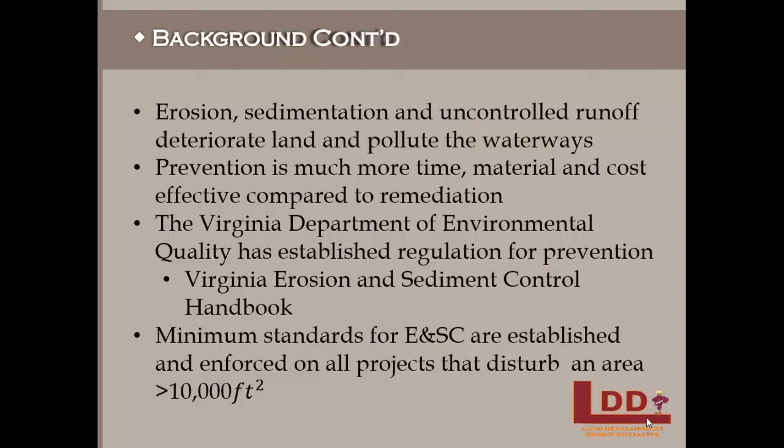The Virginia Department of Environmental Quality has established regulations for prevention. These regulations can be found in the Virginia Erosion and Sediment Control Handbook. This handbook sets forth the standards for all erosion and sediment control plans. Minimum standards for erosion and sediment control plans are established and enforced on all projects that disturb an area of land greater than 10,000 square feet. The following videos are shown to depict what happens if proper erosion and sediment control measures are not used at construction sites.